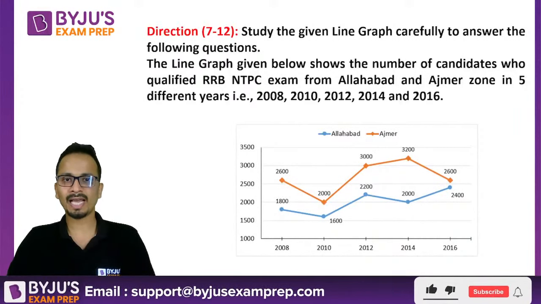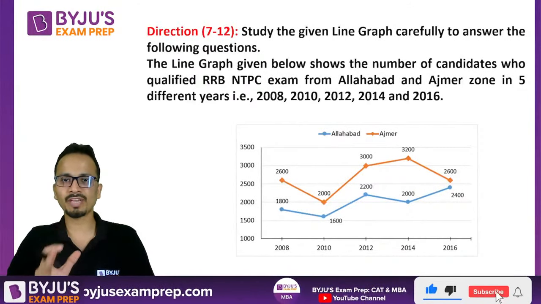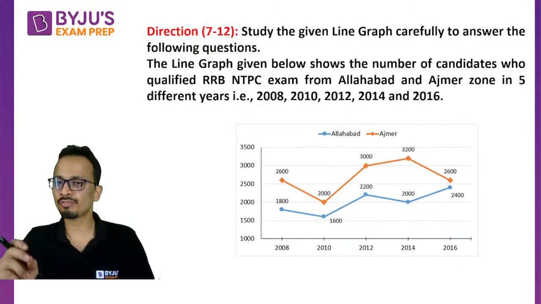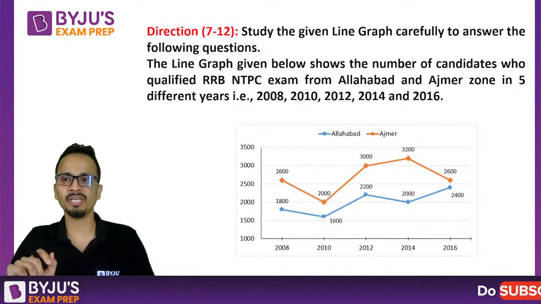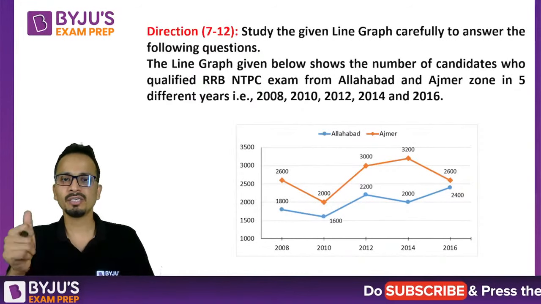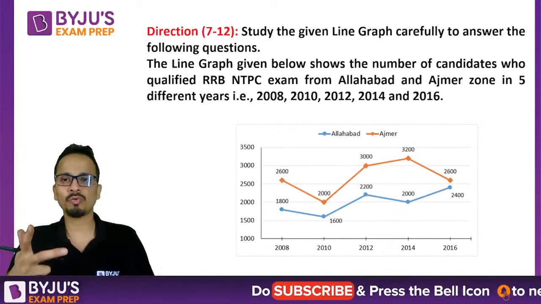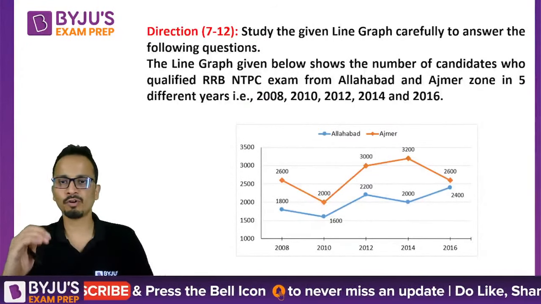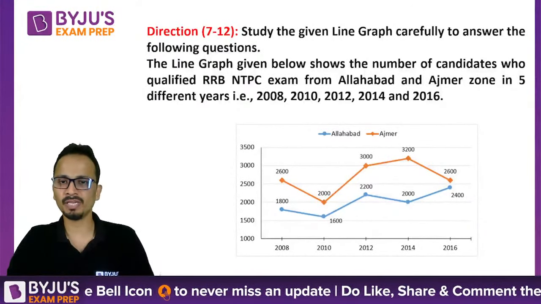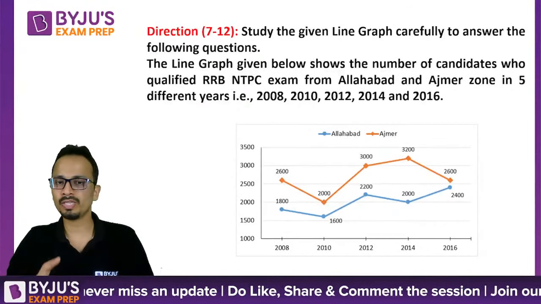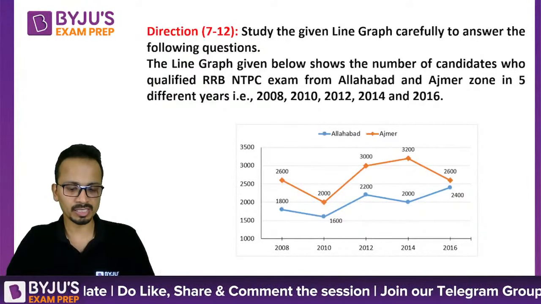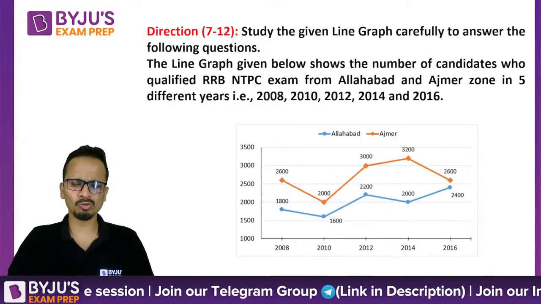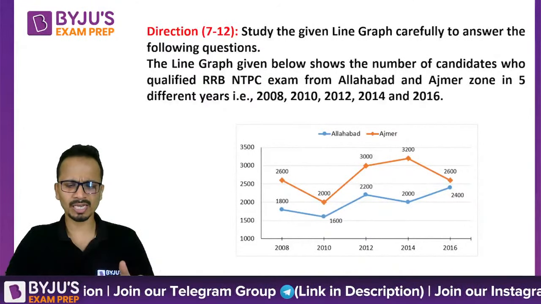All right. So the line graph given below shows the number of candidates who qualified some examination from Allahabad and Ajmer in the different years 2008, 10, 12, 14 and 16. So data for 5 years is given for 2 cities, Allahabad and Ajmer. Allahabad is displayed with blue lines and Ajmer is displayed with yellow lines. Okay, the data is simple. No need to note down these values. The graph will be given to you with each and every question.